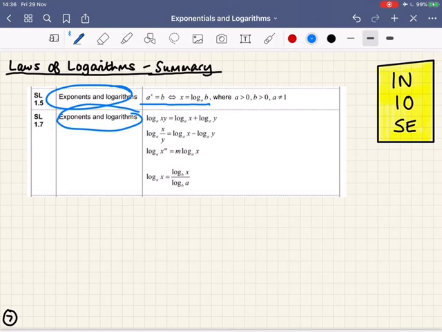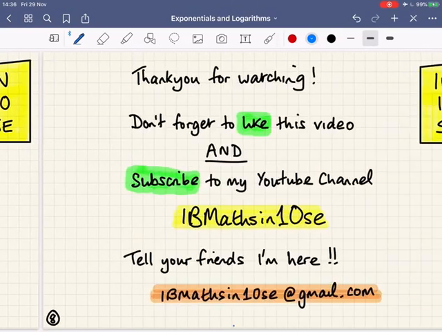So next videos we will look at how to apply the laws of logs for typical kind of logarithm problems, solving, evaluating and simplifying. But I hope you found that useful.